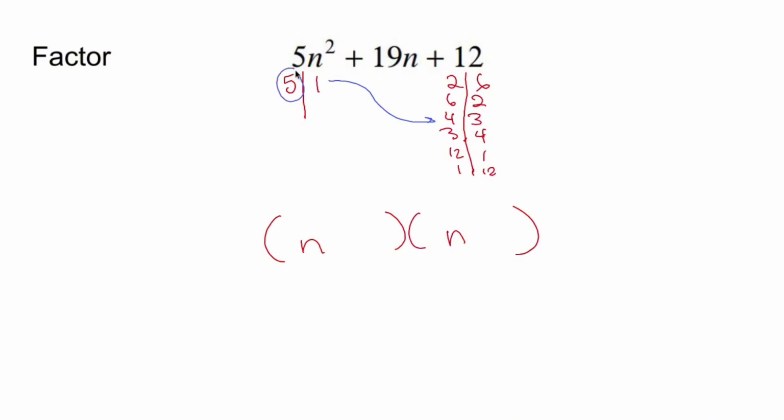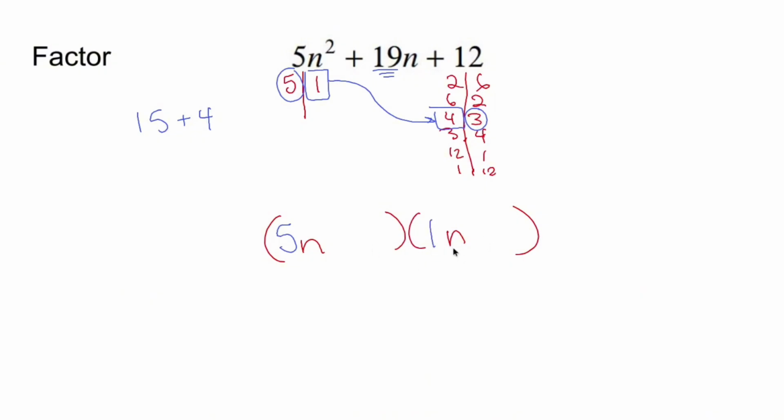If I were to test this one out, what I'm going to do is multiply the outside numbers. So 5 times 3 is 15. And multiply the inside numbers. 1 times 4 is 4. And those two numbers add up to 19. So these are the combination of numbers that I want. So the way I set this up is, since these numbers are attached to the n, I'm going to keep those numbers attached to the n.